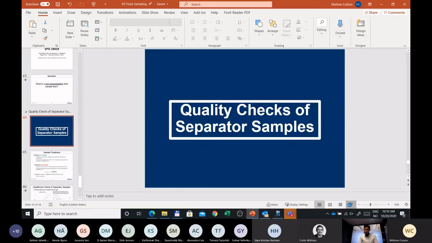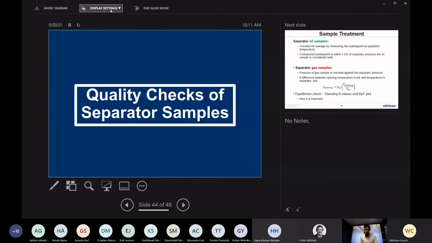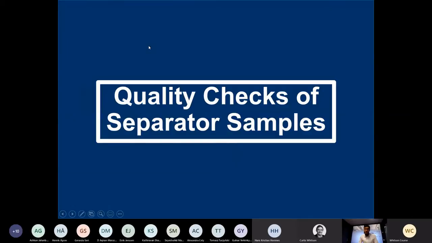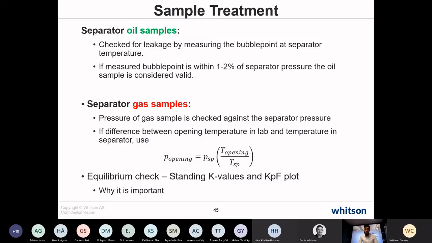Okay, so I will just show these slides here. The quality check of the separator samples. Oil samples, when we collect the separator oil samples, we generally do the quality check by checking for any leakage by measuring the bubble point pressure at separator temperature, because we know that the bubble point pressure at separator temperature has to be very close to the separator pressure at the time of sampling.